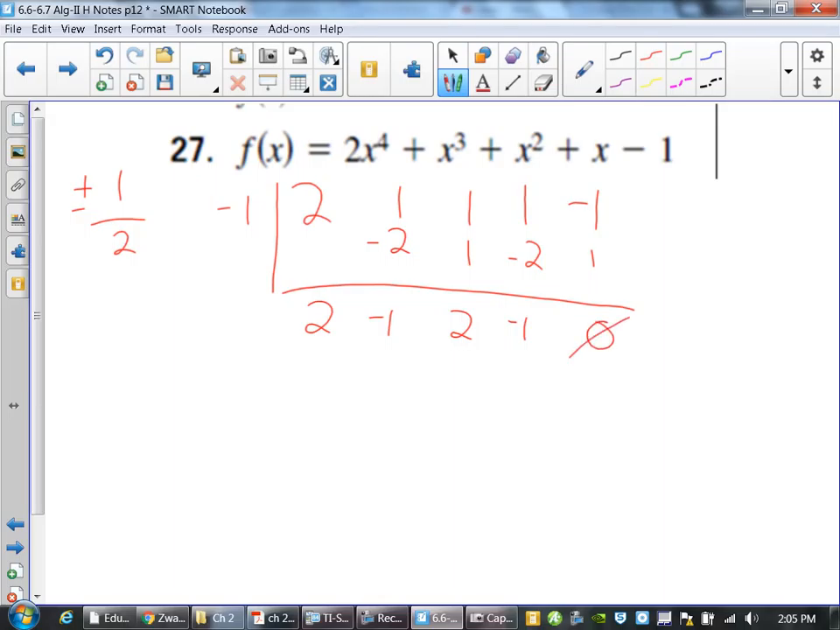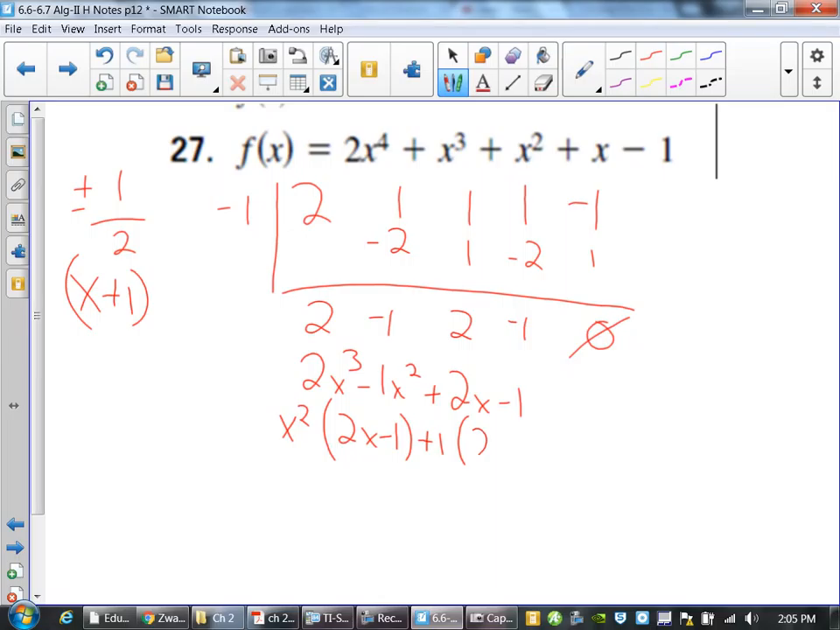I have a 0 at -1, therefore my term will be x plus 1. And you can probably tell right away what I'm going to do next. I'm going to group it. So your other two terms are x squared plus 1 and 2x minus 1. Total zeros at -1, plus or minus i, and 1/2.